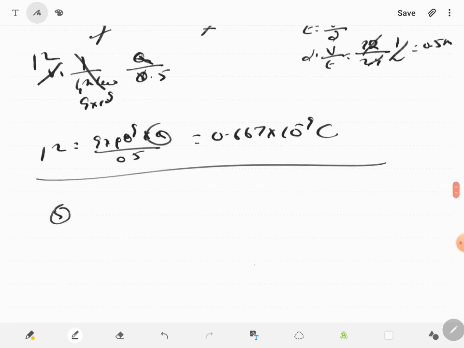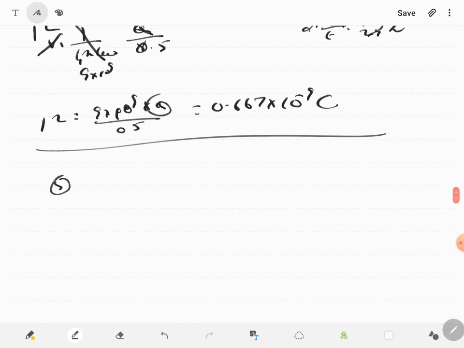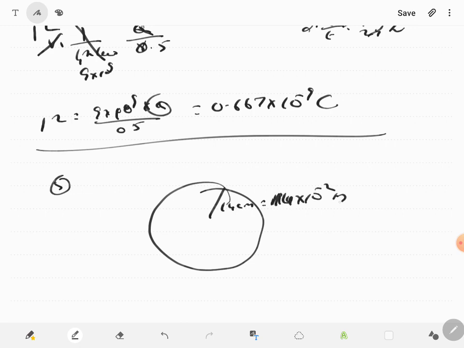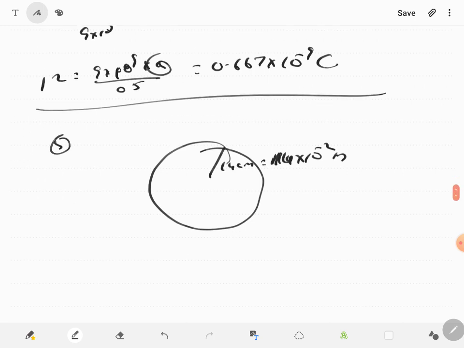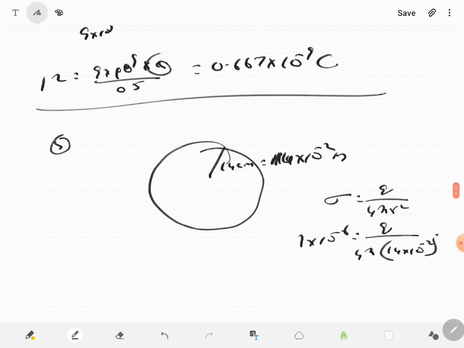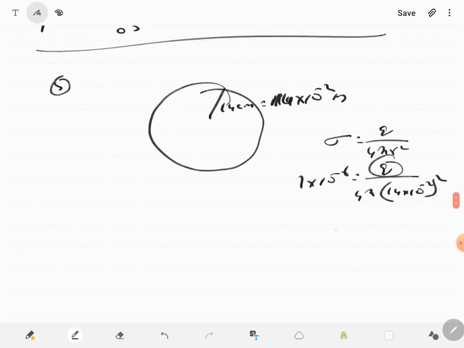Let's go to the fifth question. To what potential must we charge an insulated sphere of radius 14 centimeter, 14 into 10 to the power minus 2 meter, so that the surface charge density, which is charge per surface area 4 pi r square, is 1 microcoulomb per meter square? That is, 1 into 10 to the power minus 6 is equal to Q by 4 pi r square. You know what R is: 14 into 10 to the power minus 2, the whole square. With this, you can cross multiply, get the value of charge.